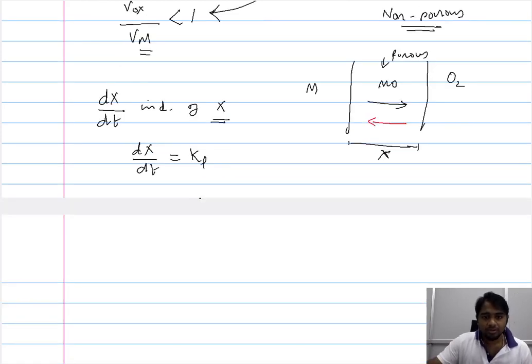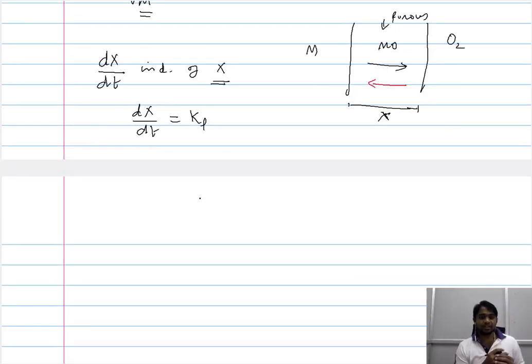Now, this is the rate at which the thickness of the metal oxide changes. When you integrate this expression, you ultimately arrive at a relation that tells us what the thickness of the metal oxide would be at a given time t. The expression that gives the thickness of the metal oxide at a given time t is of this manner: L equals KL times t.